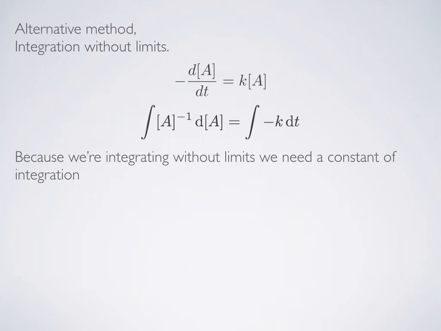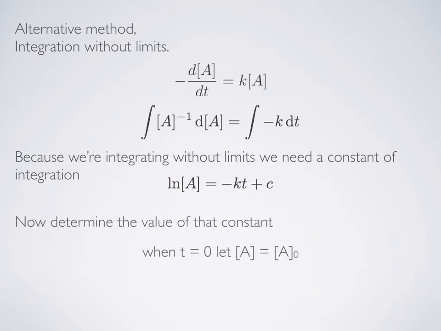So I integrate 1 over a, and that becomes the log of a. I integrate minus k, that becomes minus kt. But I need to have plus c. So the log of a is equal to minus kt plus c. So how do I know what my value of c is? Well, I'm just going to say let t equals 0. So when t is equal to 0, clearly I have something left over, because when t is equal to 0, the minus kt term disappears. And so my constant c is equal to the log of a0, because that's what's going to be left over.